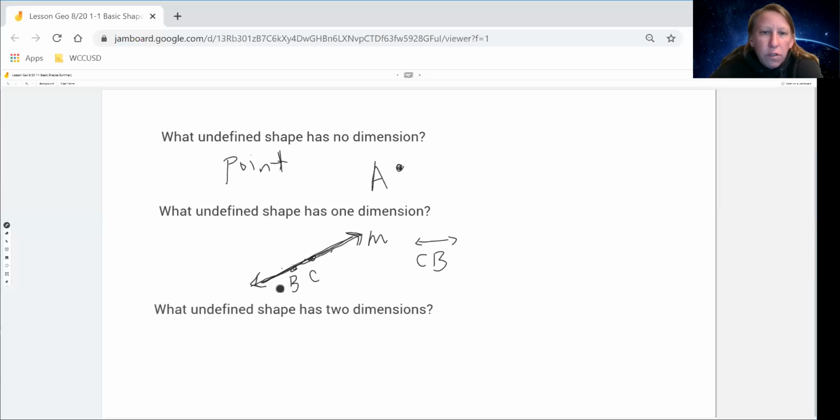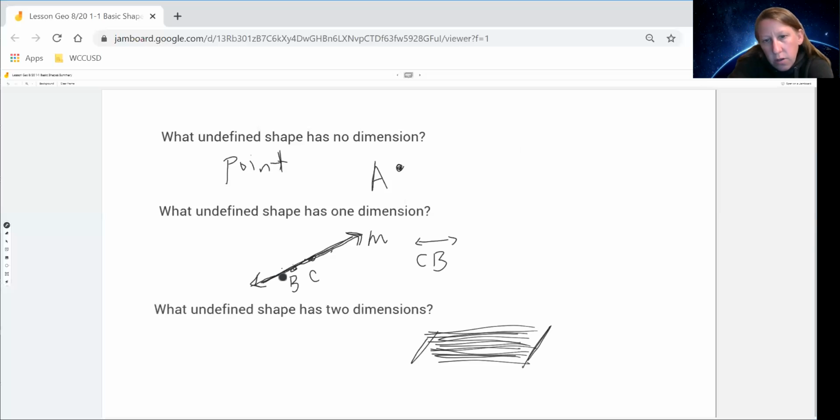What happens if we put a line next to a line, next to a line, next to a line? We start to get a shape with 2 dimensions. I didn't talk about this one yet. This is called a plane. If you have a line next to a line, next to a line, you have 2 dimensions. Now you have both length and breadth, or width. Okay, this is called a plane.